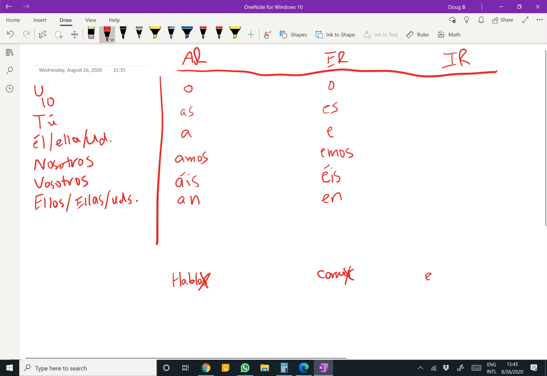IR, let's go with escribir. We'll take off the IR, we'll add: escribo, escribes, escribe, escribimos, escribís, escriben. So you see with the IR and ER verbs, they're almost the same except for the nosotros and vosotros forms. Those are different, but the rest of them are all the same. Cool. So we have the basics down, and these are the endings that you're going to use for most verbs. However, the present tense also has some exceptions.